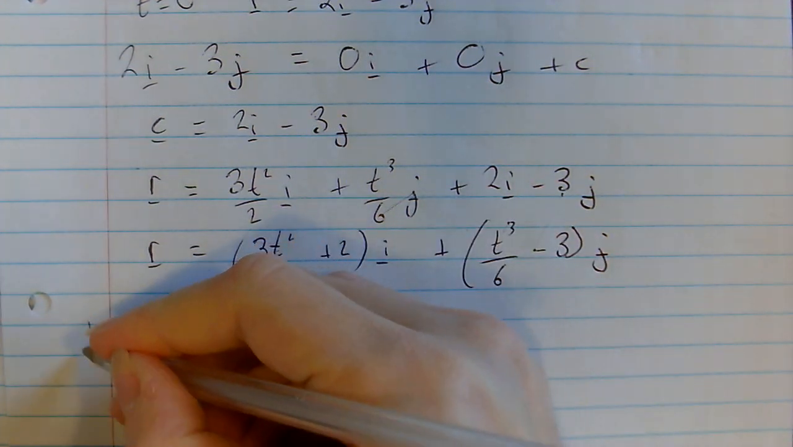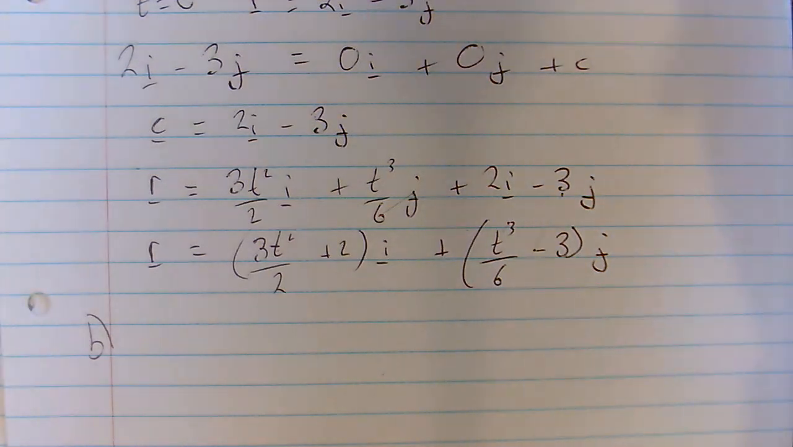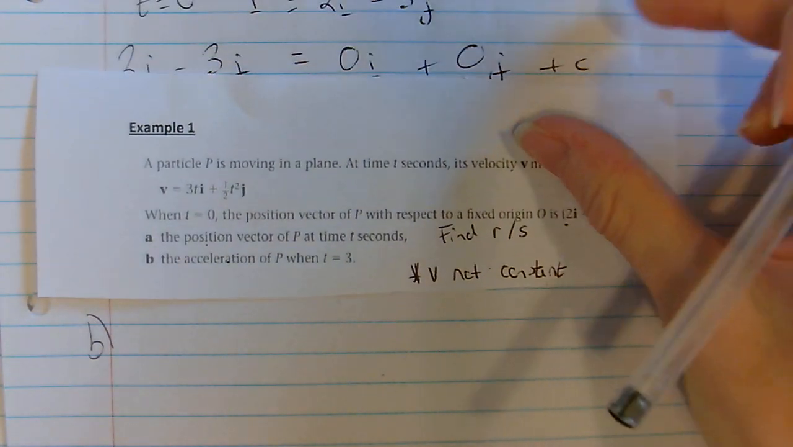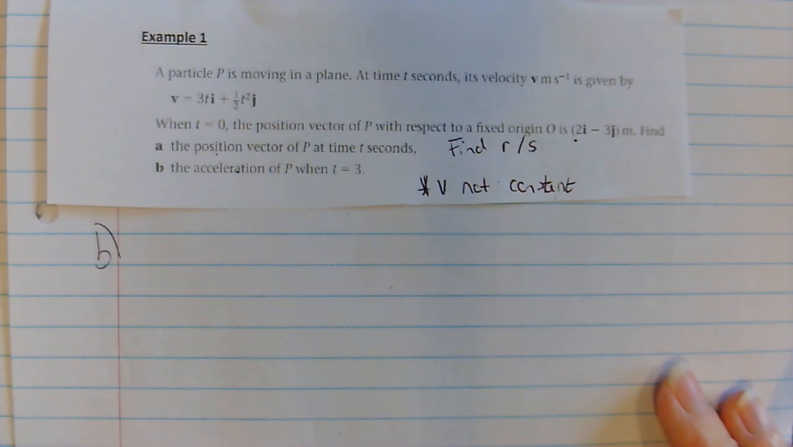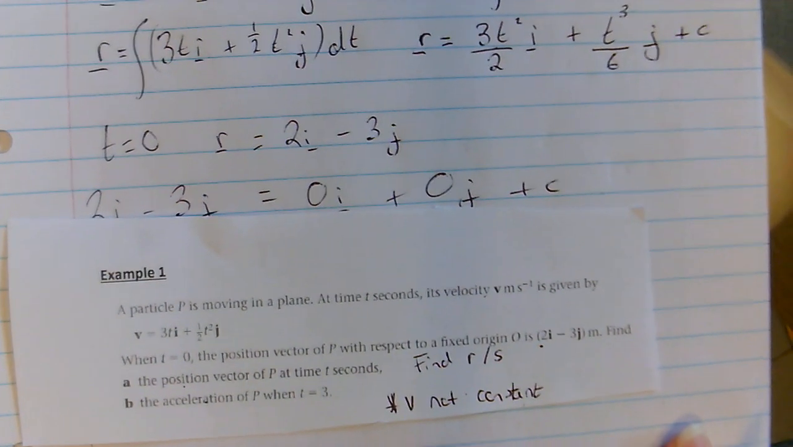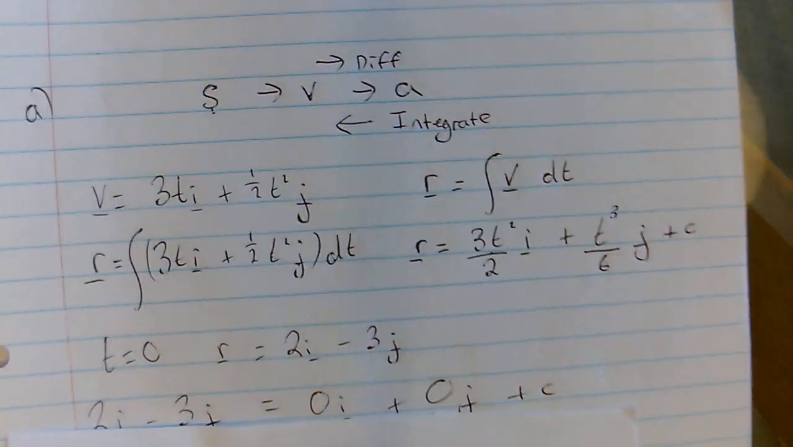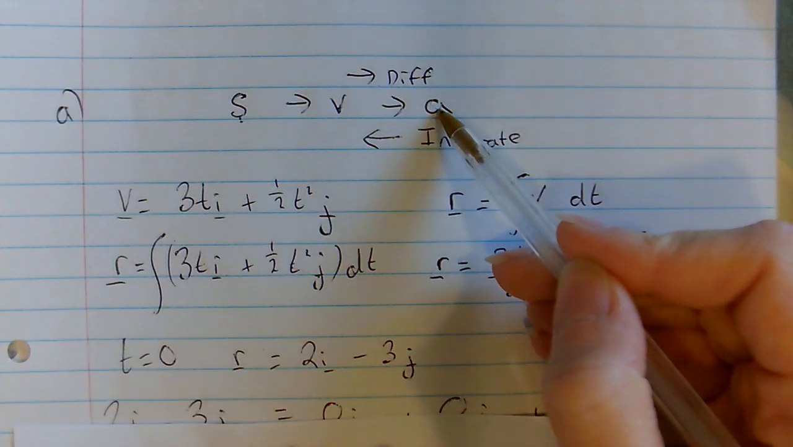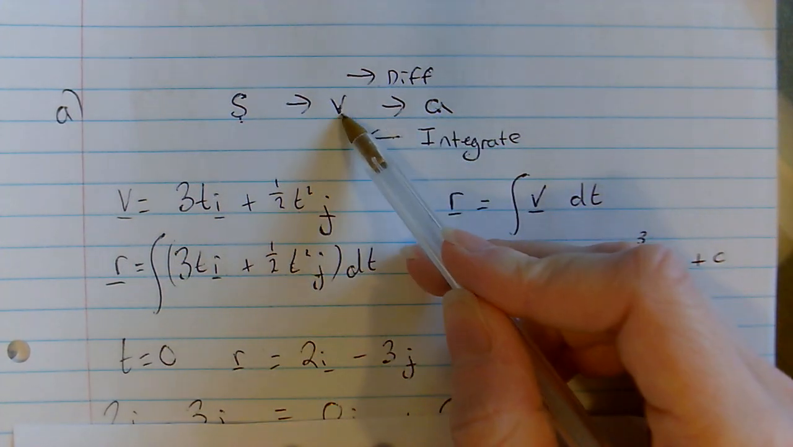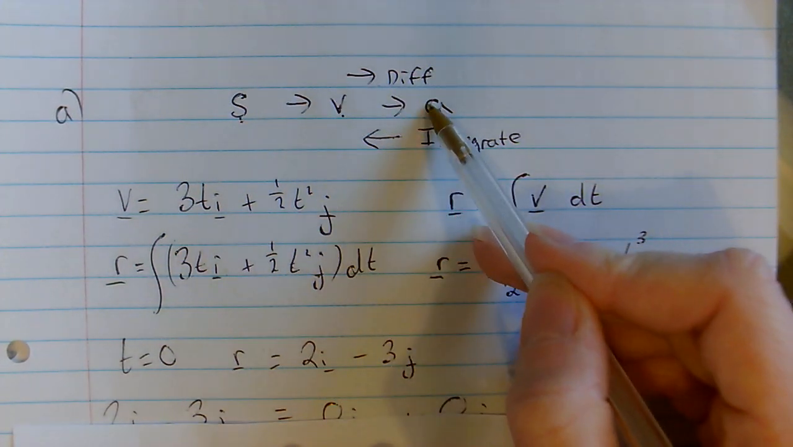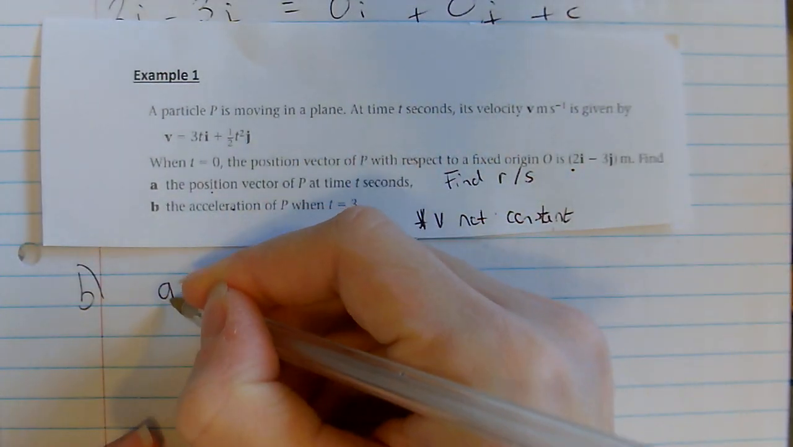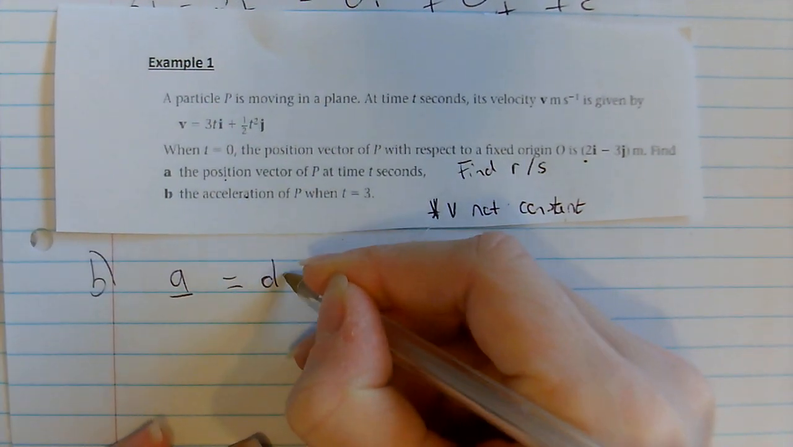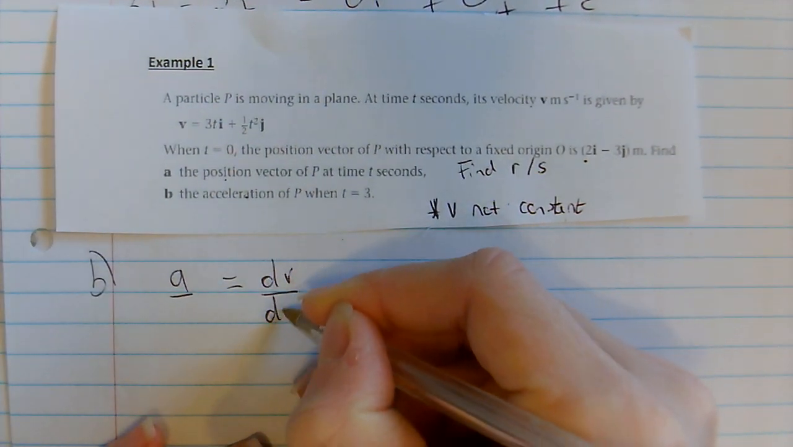Okay, part B, let's bring it down. It says find the acceleration when t is 3. If I want the acceleration, if you think back up, apologies, to this diagram, and I've already got the velocity, to get from velocity to acceleration I've got to differentiate. So acceleration is differentiating velocity with respect to time.